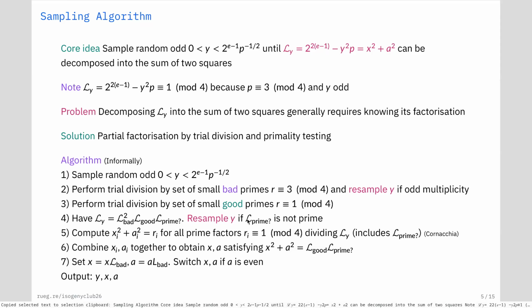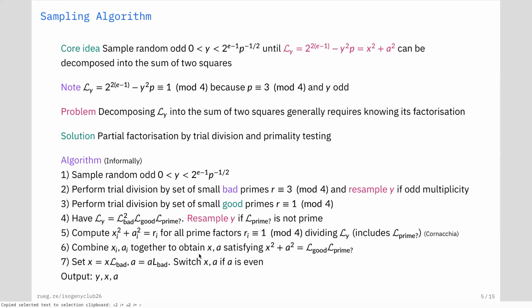If L prime question mark is prime, then we know a full factorization of Ly, and then for all of the prime factors, we can go through and we can decompose those as sums of squares using Cornacchia's algorithm, which is like a factorization in the Gaussian integers. And after we've computed the sum of two squares for each individual prime, we can combine these back together to obtain a solution for the entire Ly.